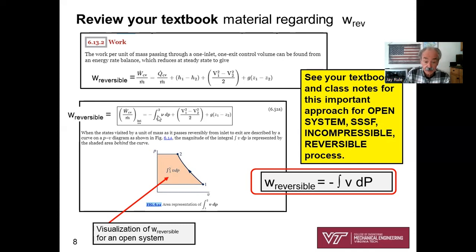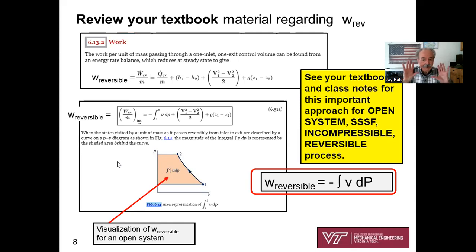The book does a great job of showing that the reversible work, W dot over M dot, for an open system, reversible process, is minus the integral of VdP. And the interesting thing to visualize: how would you visualize minus the integral of VdP? Well, on a PV diagram, it is an integral, but see how you're integrating vertically. You're integrating vertically, dP, VdP.